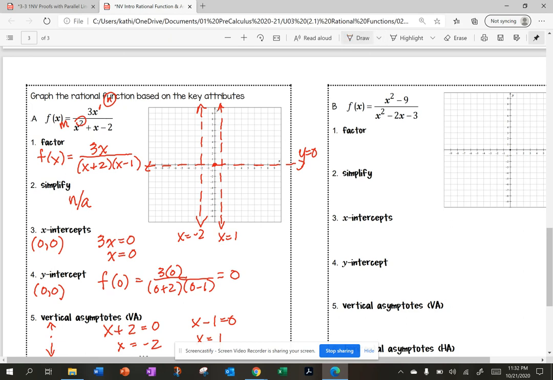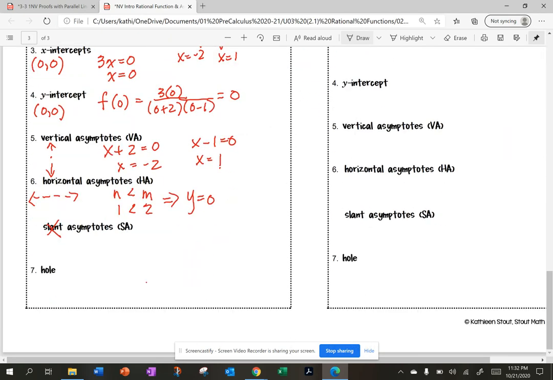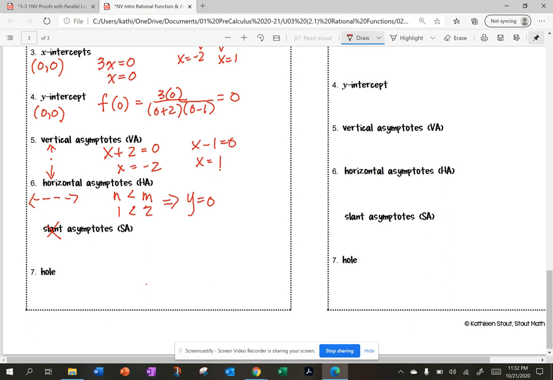Okay, so last question is, do I have a hole? No, this does not apply because I did not have anything that I simplified. I had no removable factors.